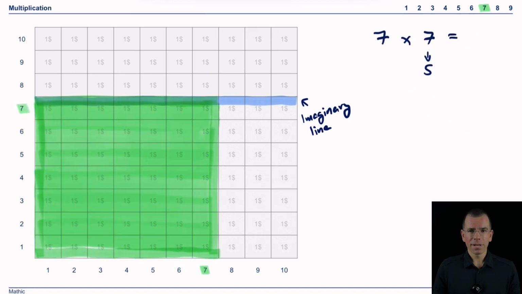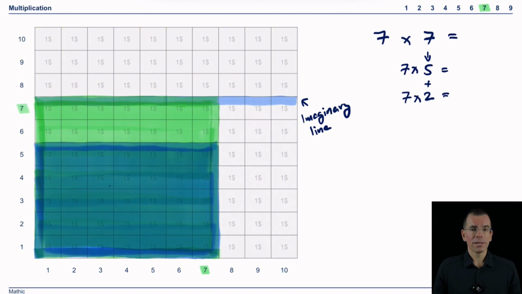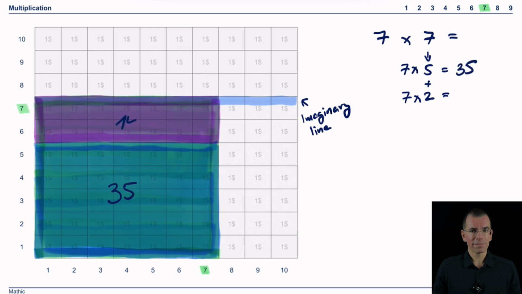7 times 7, let's use the same approach of splitting 7 into 5 plus 2. However, I admit that multiplying 7 times 5 and adding 7 times 2 does not seem to be too elegant a calculation.